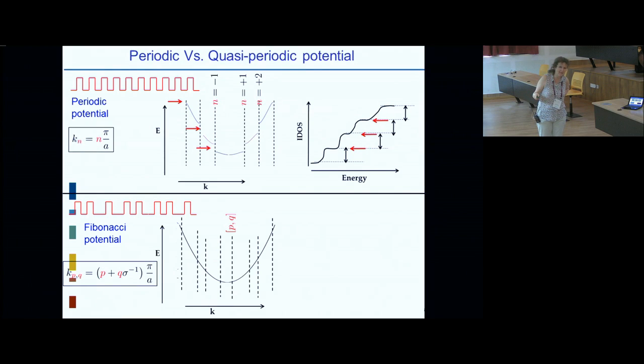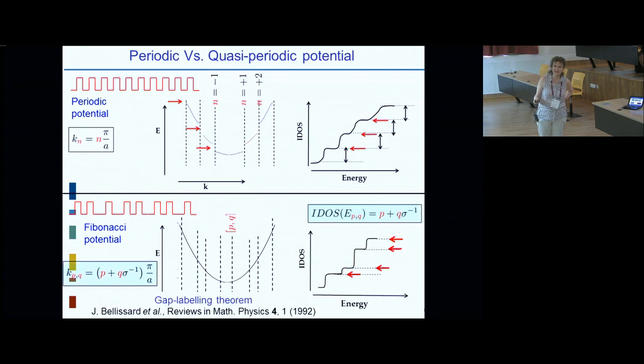You may open a gap for any value of k which obeys this relation. So sigma again is the golden mean, and p and q are integers. This kind of labeling of the gaps has been called the gap labeling theorem and has been explained very nicely in this paper, which is very difficult for physicists like me, experimentalists, but it's a nice paper from Jean Bellissard in '92.